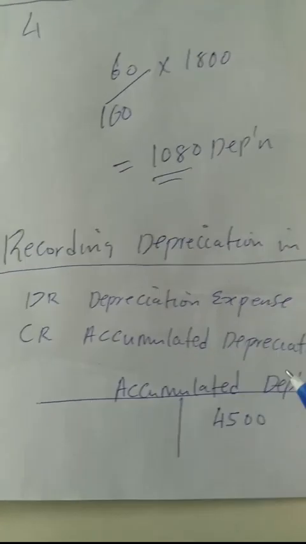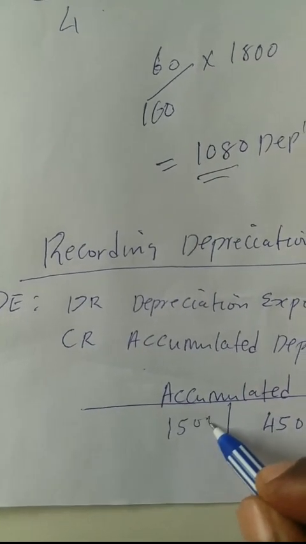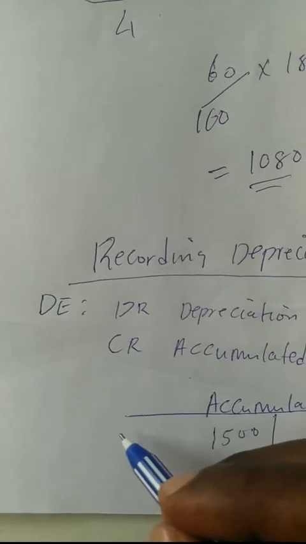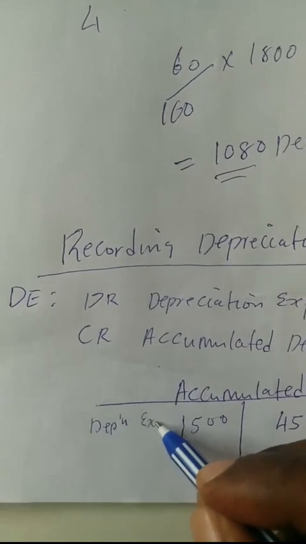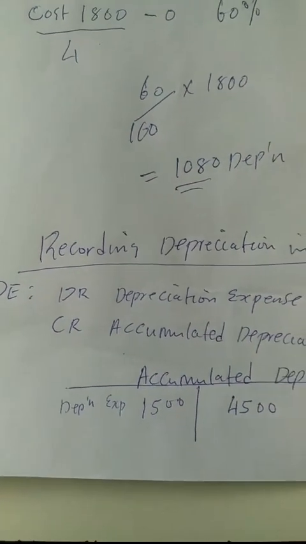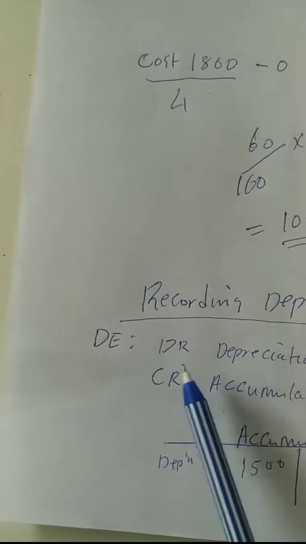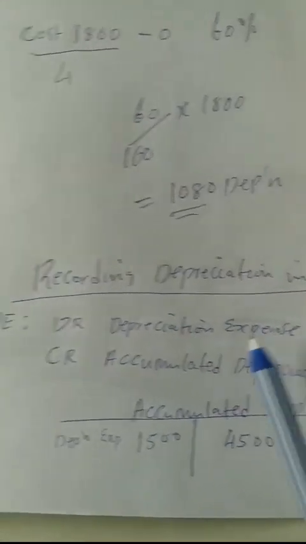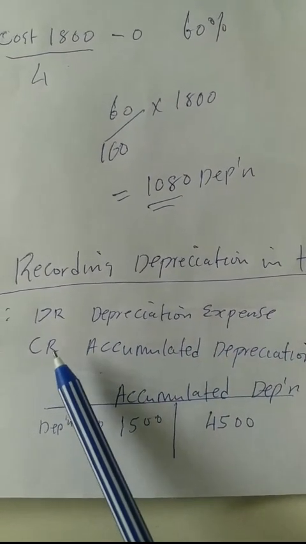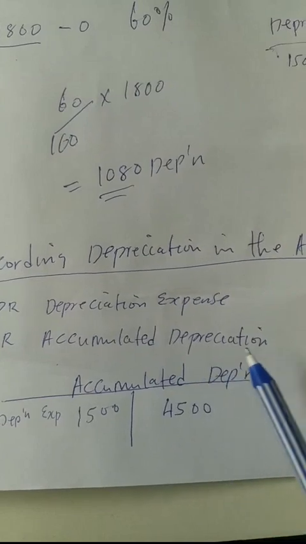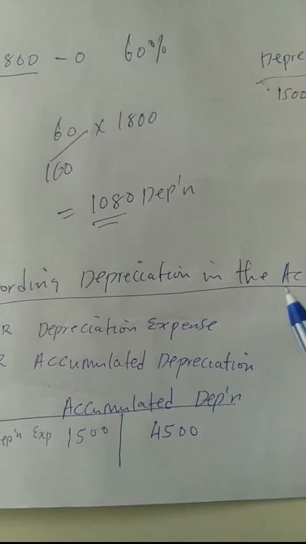So our depreciation expense is going to be recorded here. That's what we mean. This is what our double entry means, recording depreciation in the books of accounts. The double entry is going to be debit depreciation expense, and then credit accumulated depreciation. This is how you account for depreciation in the books of accounts.